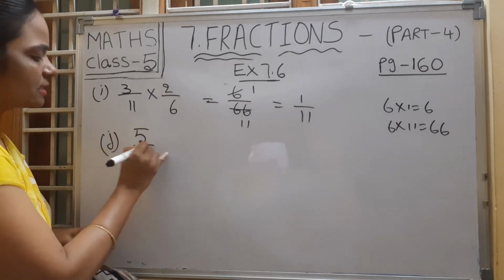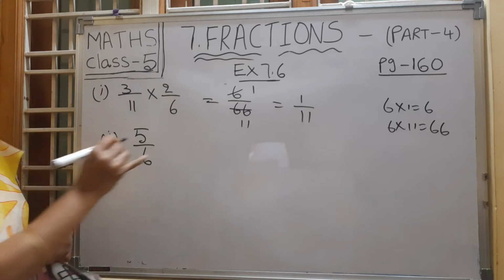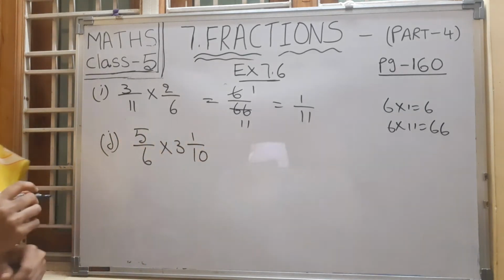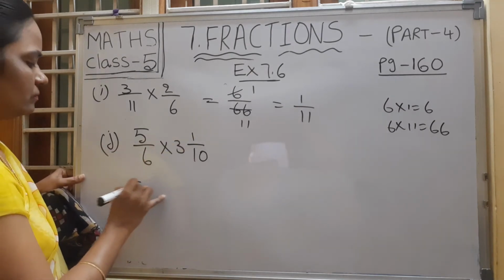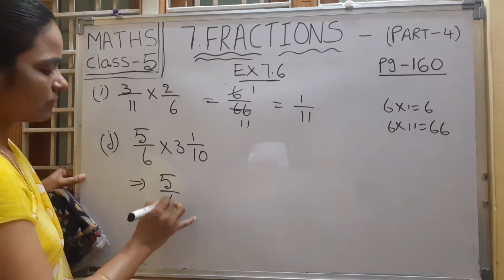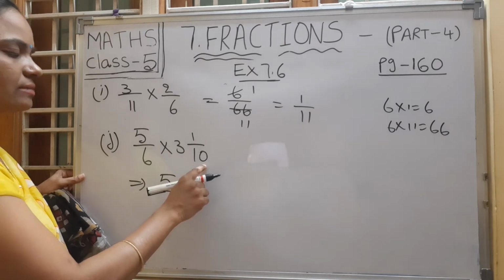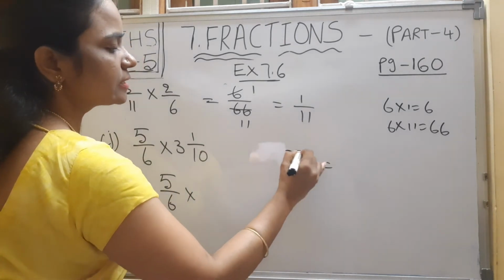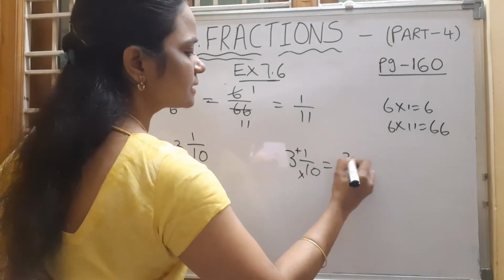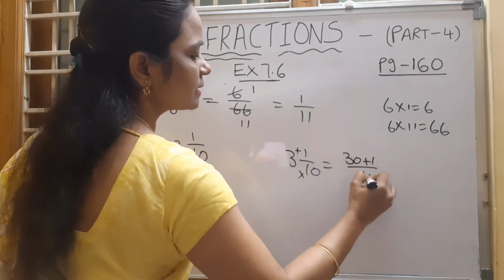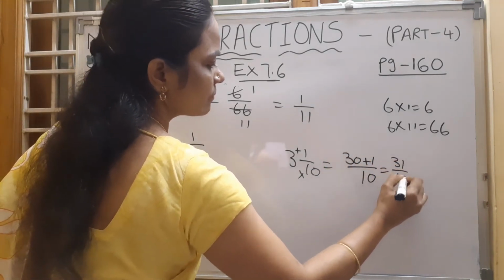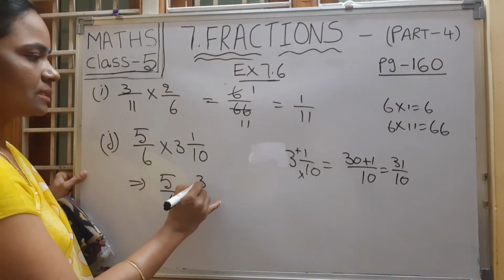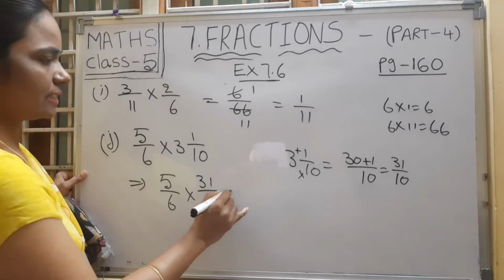Next, 5 by 6 into 3 1 by 10. What is the answer? 3 1 by 10 becomes how much? Here we take 3 tens are 30 plus 1 by 10. It is 31 by 10. So 3 1 by 10 becomes how much, children? Yes, 31 by 10.